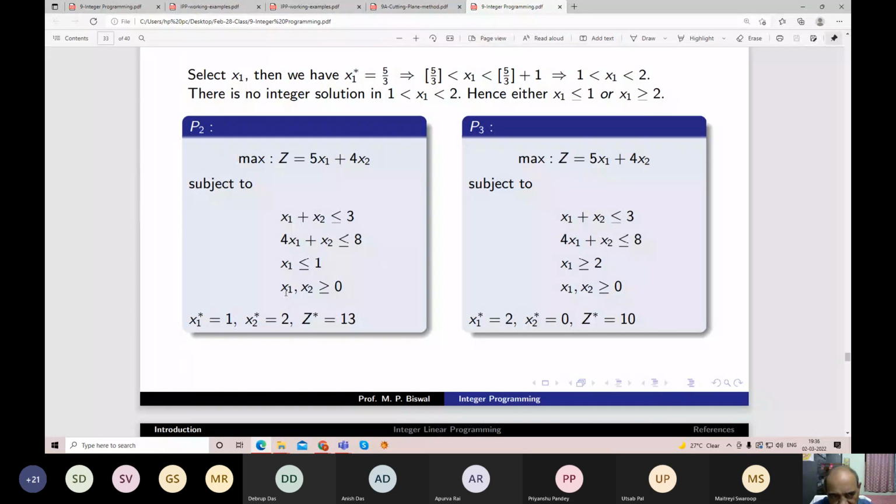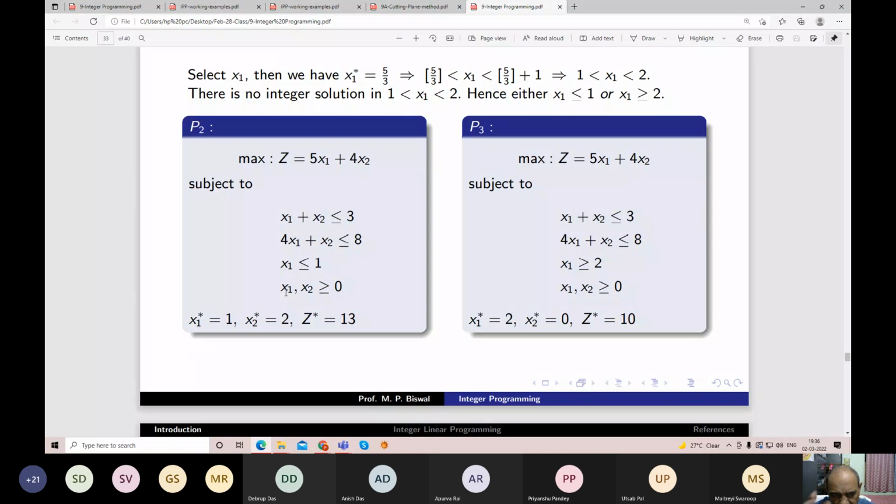P2 gives the better solution. So this is the optimal solution, not P3, because P3 is less. But if it is a minimization problem, which is better, P2 or P3? It is P3. For maximization, P2 is better. For minimization, P3 is better.